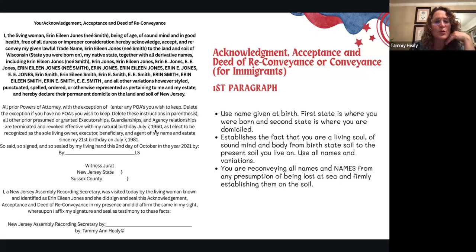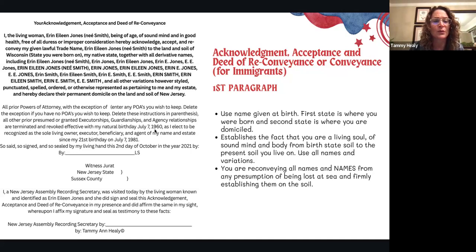My native state, together with all derivative names, including Erin Eileen Jones, née Smith, Aaron Jones, Erin Eileen Jones, Aaron E. Jones, E. Jones, and in all capital letters, going on and so forth. However way they stylize your name, because they use your name, you could see it on your bills, on your driver's license, all the different ways that they use your name. And all other variations, however styled, punctuated, spelled, ordered, or otherwise represented as pertaining to me and my estate, and hereby declare their permanent domicile on the land and soil of New Jersey.